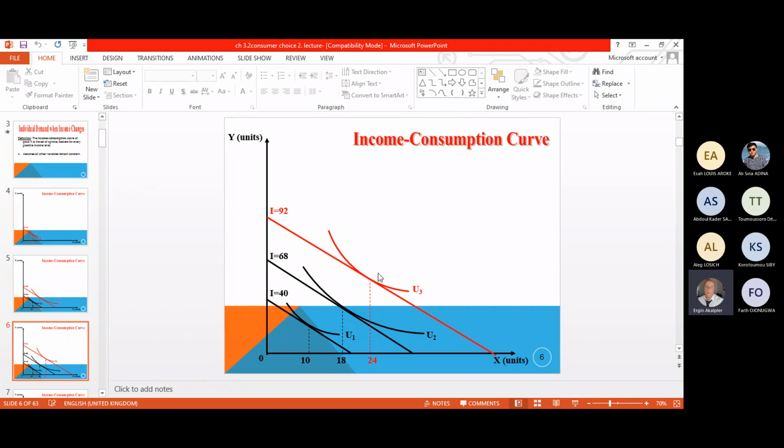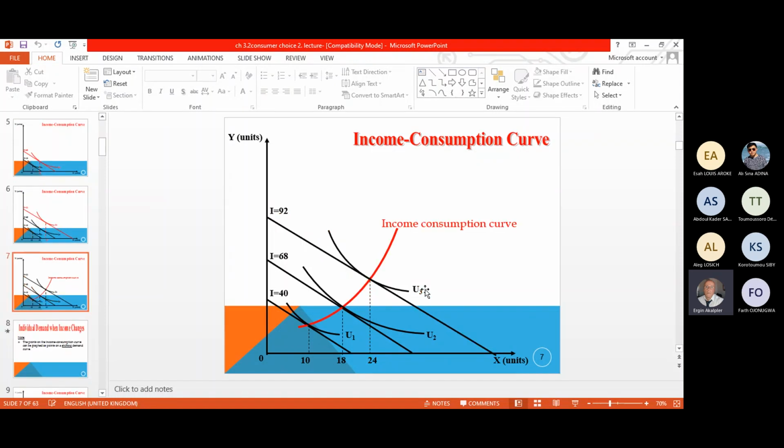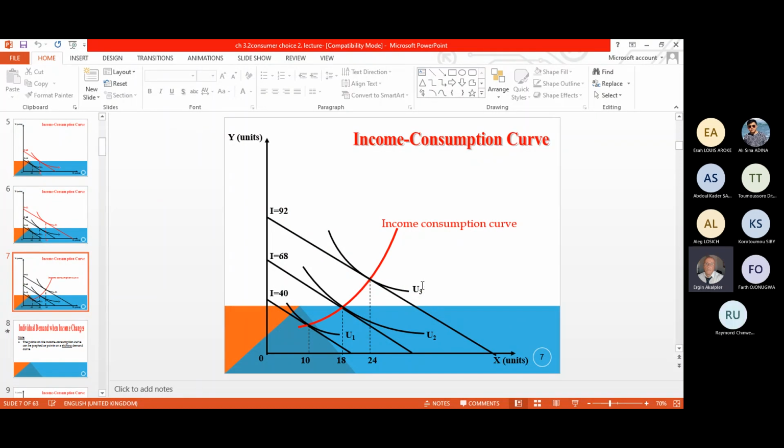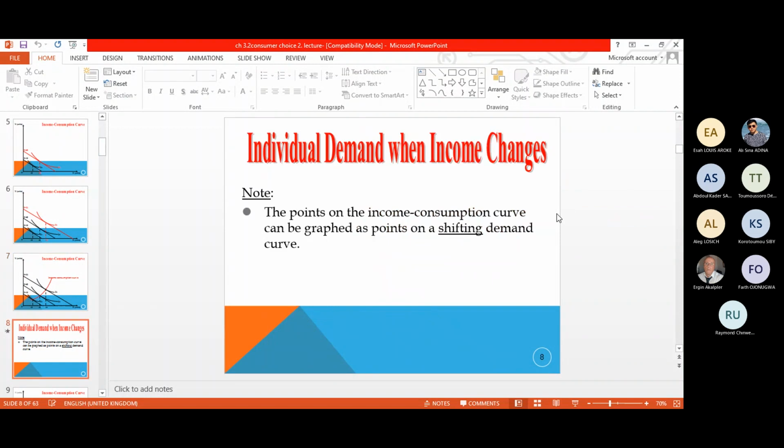When we are intersecting these three lines, U1, U2, and U3, then we will have the income consumption curve. This is the indication that this consumer is enlarging its capacity and enlarging its combination of these products. The individual demand when income changes, as you are observing here, the points on the income consumption curve can be graphed as points on a shifting demand curve.